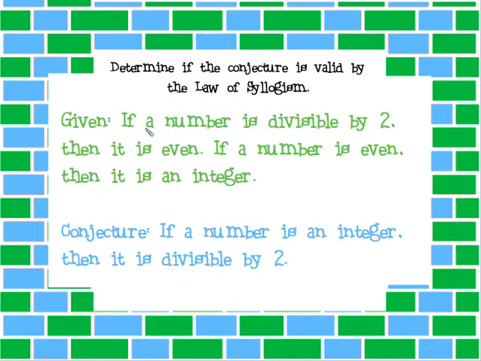Okay, if a number is divisible by 2, then it is even. If a number is even, then it is an integer. So the only valid conclusion we could make is if the very first thing happens, the very last thing happens. So if a number is divisible by 2, then it is an integer. Is that what this says? If a number is an integer, then it is divisible by 2. No. It had to be this part first, so this is not valid.